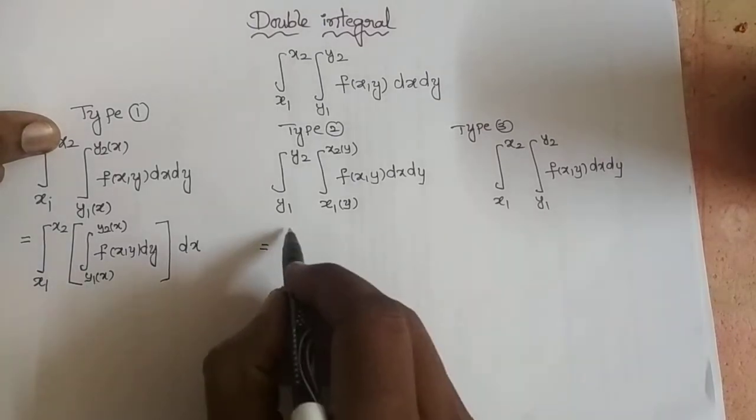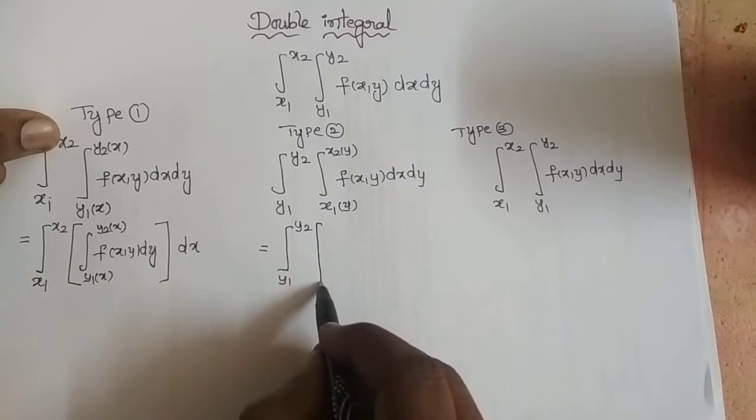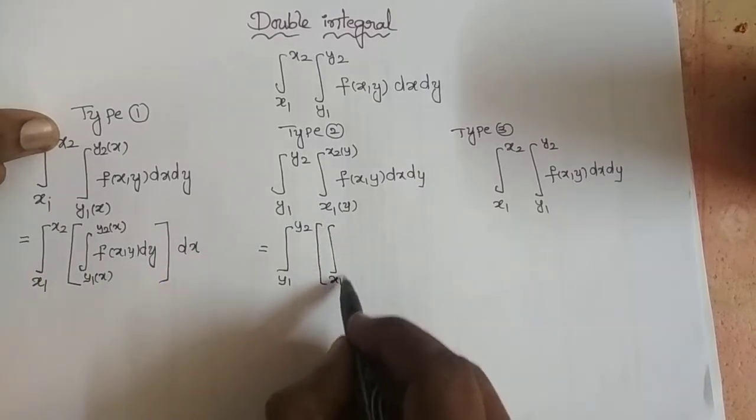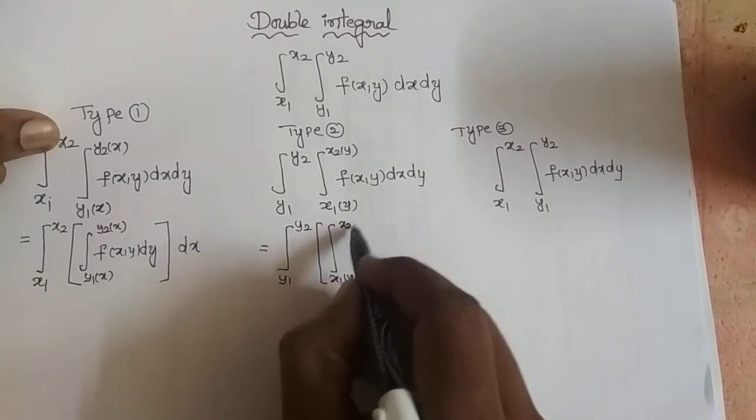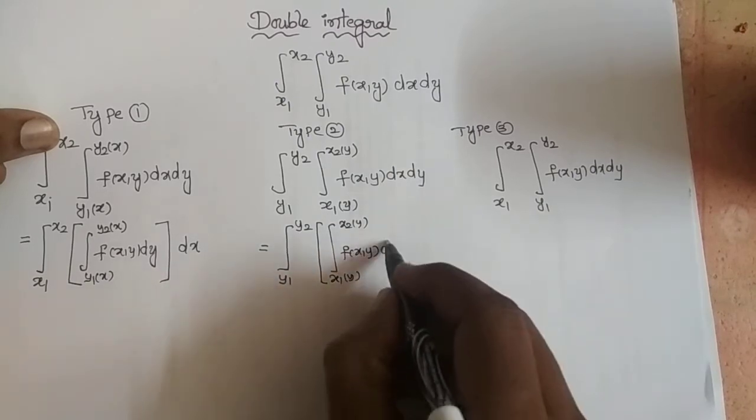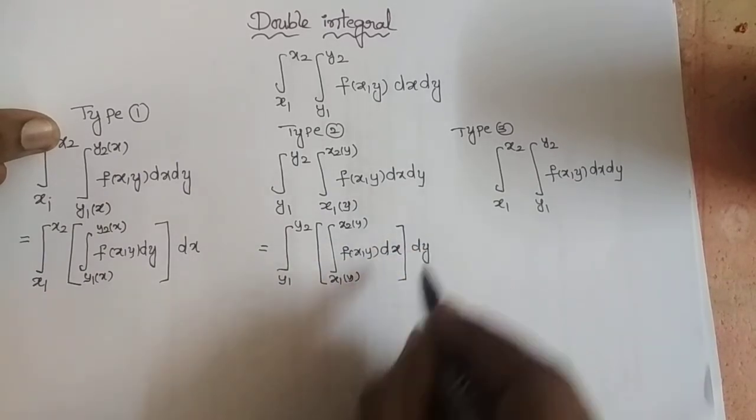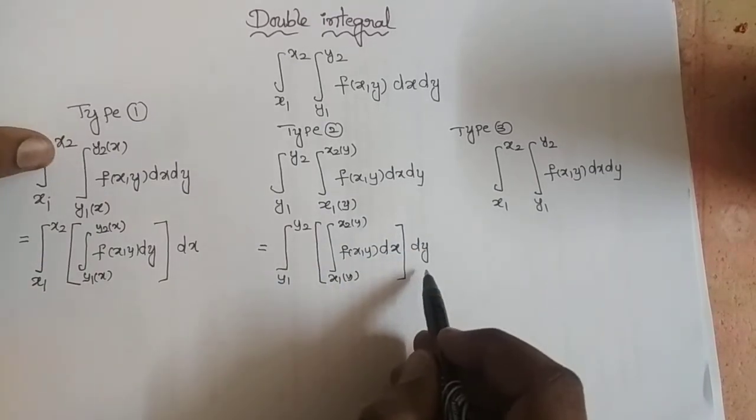Type 2: integral y1 to y2 are boundaries, that means constants, integral x1 of y to x2 of y, f of x comma y dx, then dy, because y is the boundary, that's why we integrate last with respect to y.